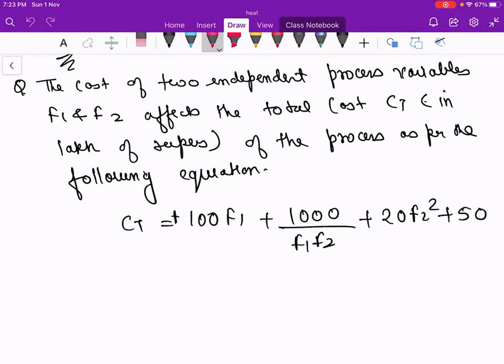Everyone should attempt this question. Again, the same thing you have to do. You have to differentiate it once with respect to F1, then differentiate with respect to F2, and then put the values of F1 and F2. Yes, I got 572. F1 value is 2.09 and F2 value is 2.287.